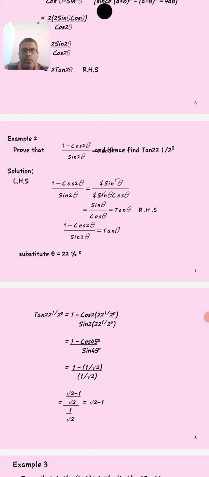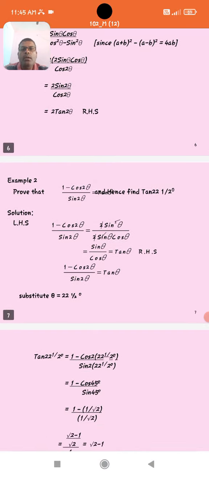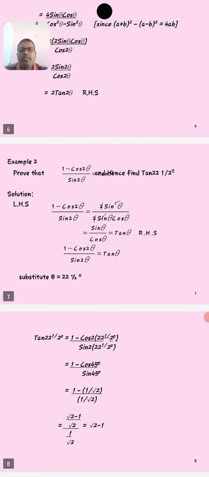Now we see the solution. LHS is equal to (1 minus cos 2 theta) by sin 2 theta. Here, for 1 minus cos 2 theta we apply the multiple angle formula, that is equal to 2 sin square theta, divided by sin 2 theta.